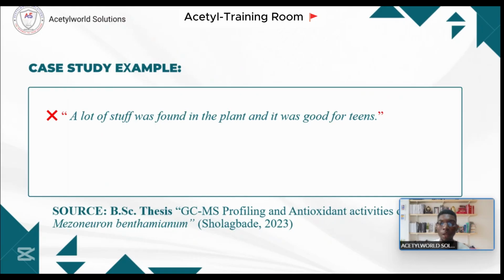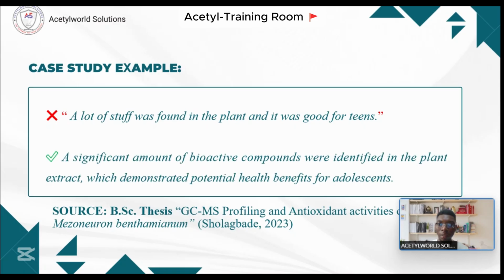Now, this is actually a study example. Instead of saying a lot of stuff was found in the plant and it was good for things, you can say a significant amount of bioactive compounds were identified in plant extract, which demonstrated potential health benefits for adolescents. You can see the difference between the two. One looks like you are chatting with your friend, maybe trying to explain the result to a non-researcher, you understand? But the second one brings you to the concept of academic writing. So you can see that there is a tone difference between the two sentences.